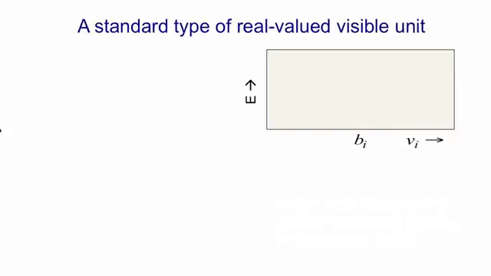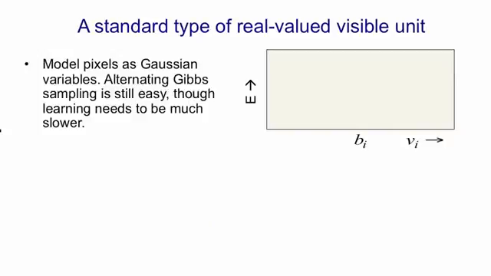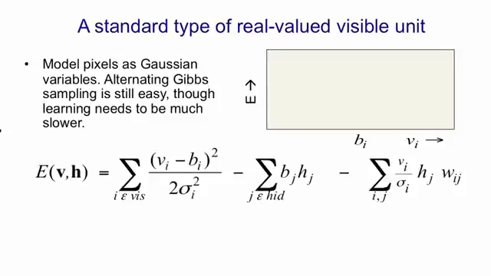The obvious thing to use is a linear unit with Gaussian noise. So we model pixels as Gaussian variables. We can still use alternating Gibbs sampling to run the Markov chain required for contrastive divergence learning, but we need to use a much smaller learning rate, otherwise it will tend to blow up. The equation looks like this. The first term on the right-hand side is a kind of parabolic containment function that stops things blowing up.